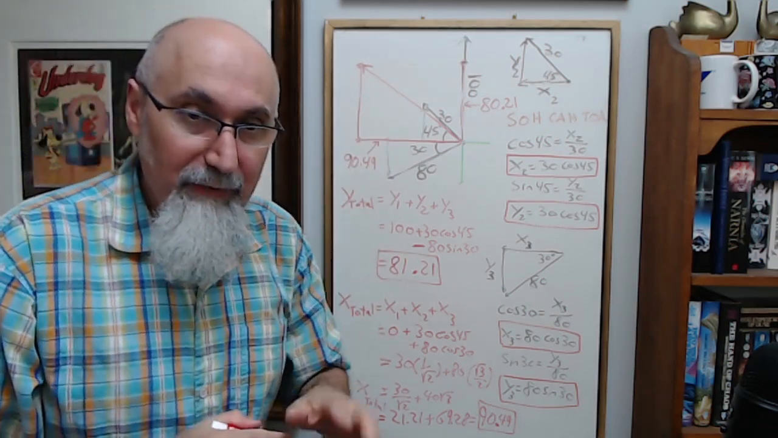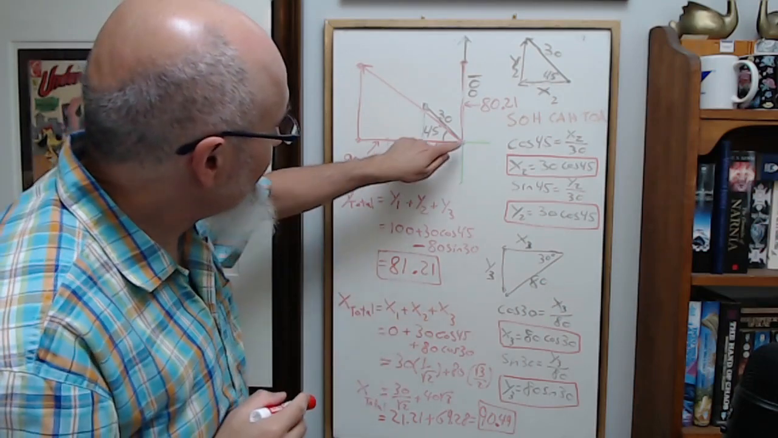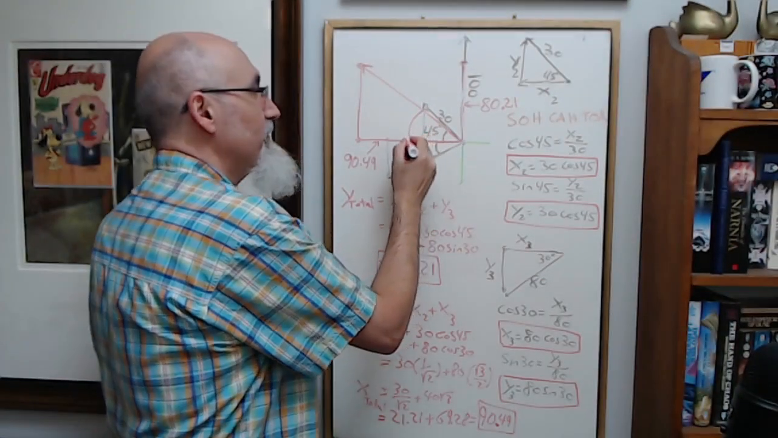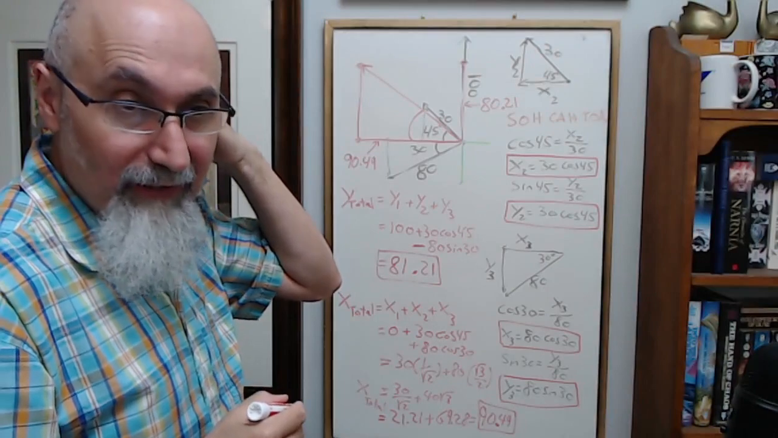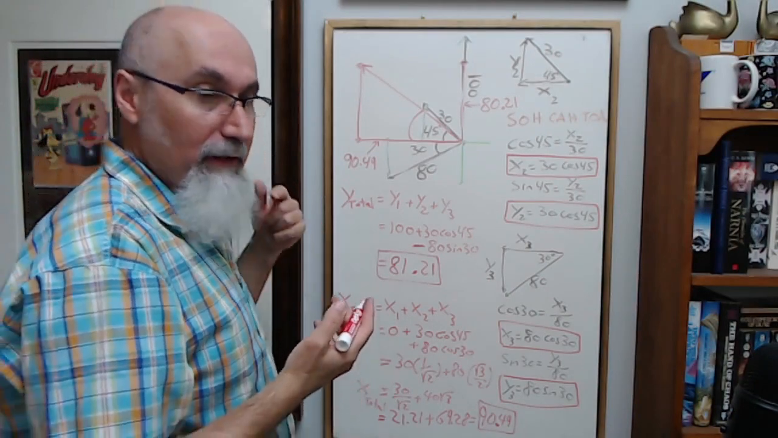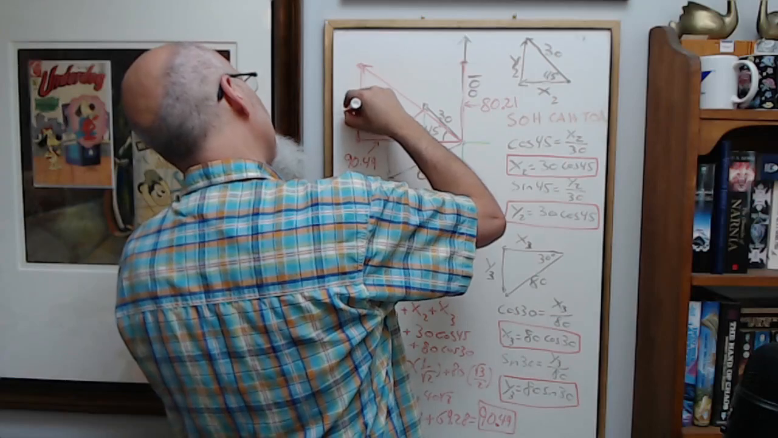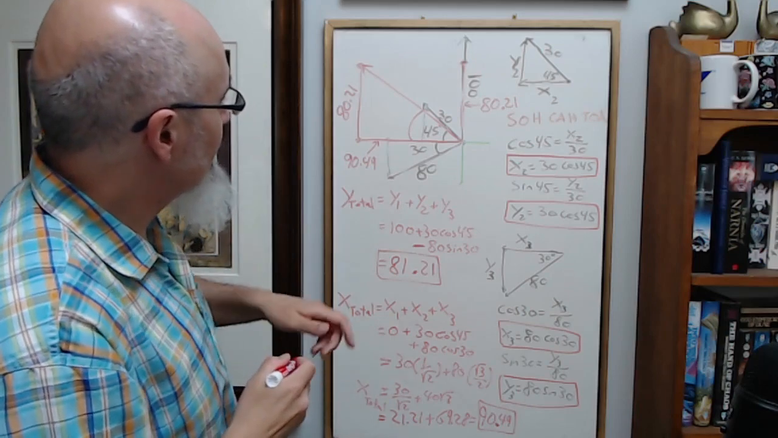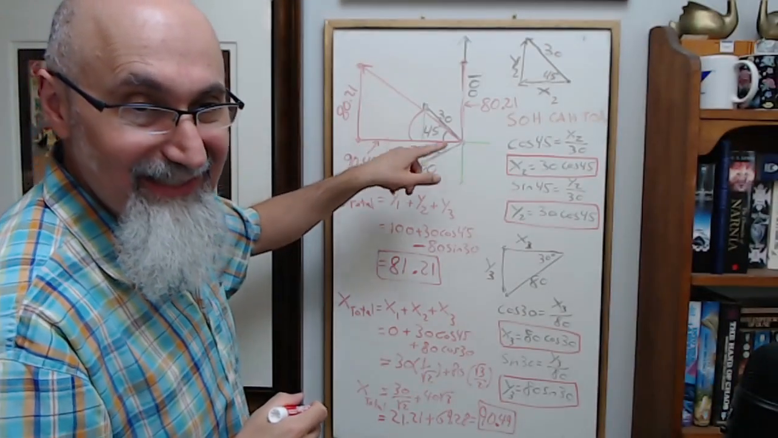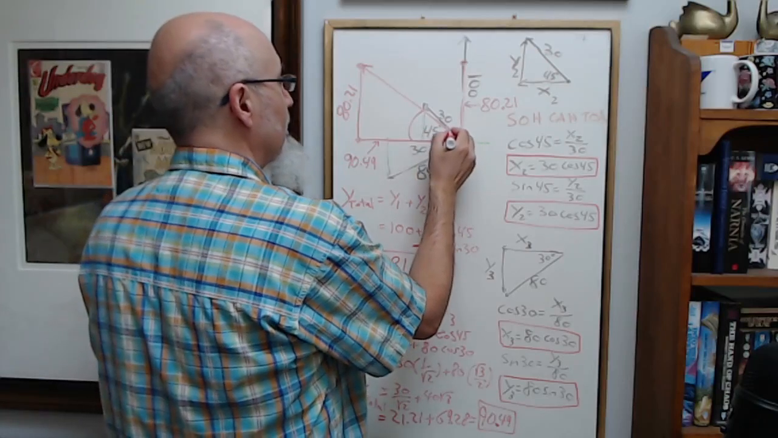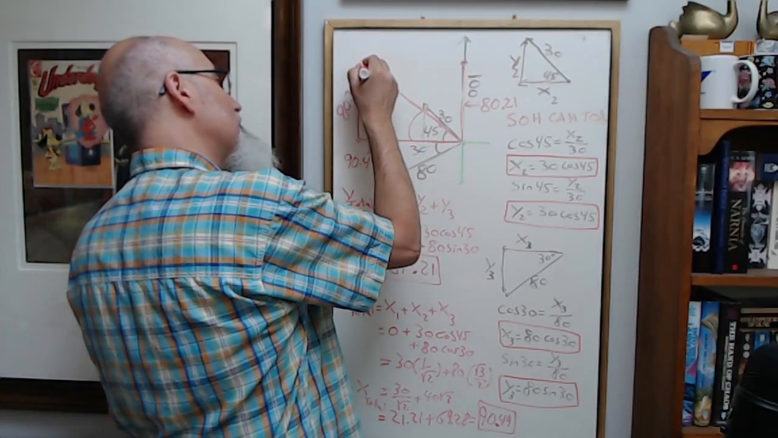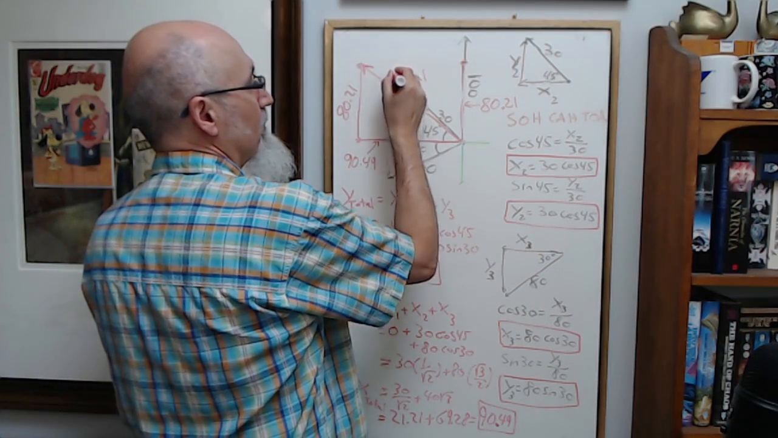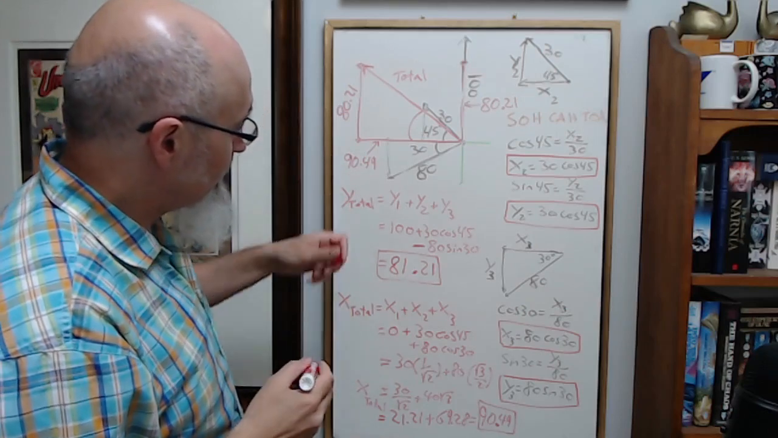There's two steps we need to do to finish this. We need to find the magnitude of this, and we need to find the angle of this. Well, the magnitude is easy. The magnitude is Pythagorean theorem. This is 80.21. So all we're going to do is a squared plus b squared equals c squared. This is the total.